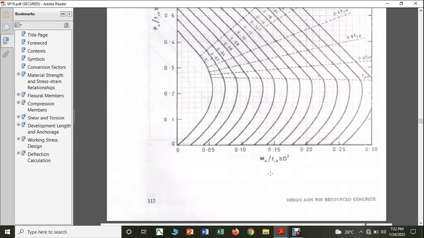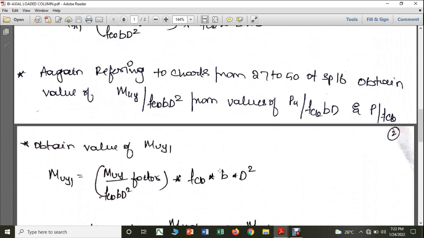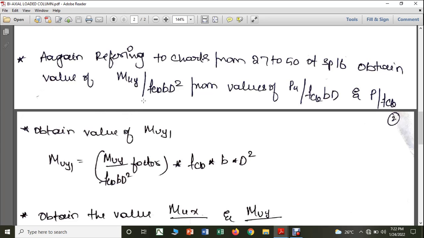Therefore definitely the MUX by FCK BD square value and the MUY by FCK BD square value are going to vary. So I multiply that value by the corresponding FCK into B into D square to get the MUY1 value. So finally I am going to get MUX1 and MUY1.